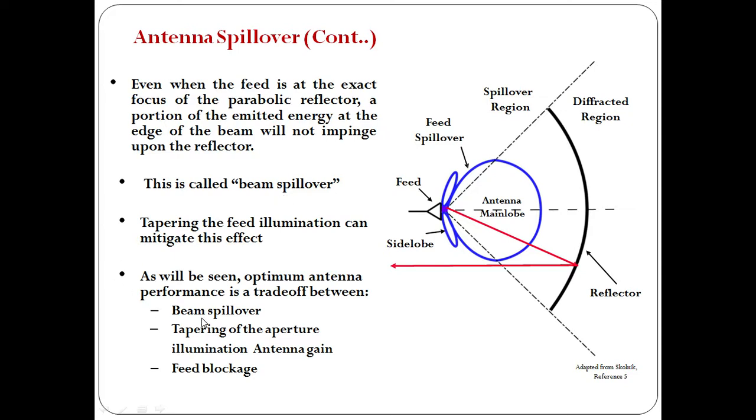But there are some trade-offs between beam spillover, tapering of the aperture illumination, antenna gain and feed blockage. If you try to reduce one parameter, then that leads to the increase of the other parameter. So when it comes to performance, there is always a trade-off between all these parameters.